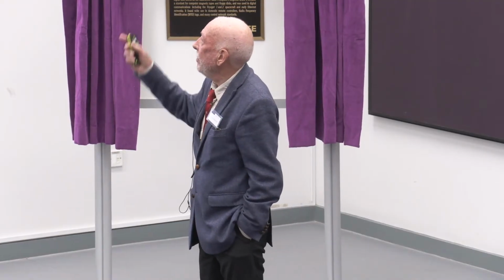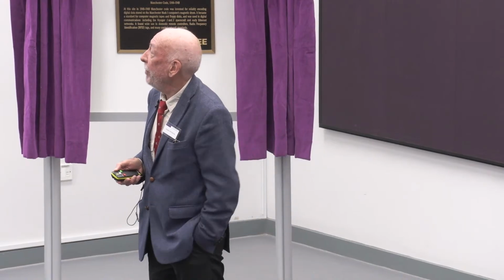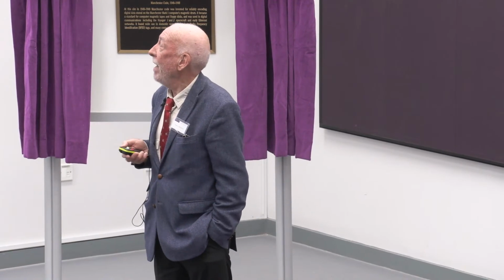And this is the disk drive that was used by IBM in the big mainframe computers, the 360s and 370s. The capacity is 1 gigabyte, and it is the size of around a refrigerator. It costs you $100,000, which is a lot of money, but most of the insurance companies bought maybe 200 or 300 or 1,000 of these pieces, because for an insurance company, memory is the only thing they need, and it's only 1 gigabyte. Not terabyte, only 1 gigabyte. The weight is 30 kilograms, and they're using a run length limited code.